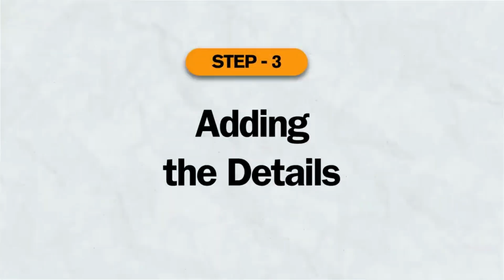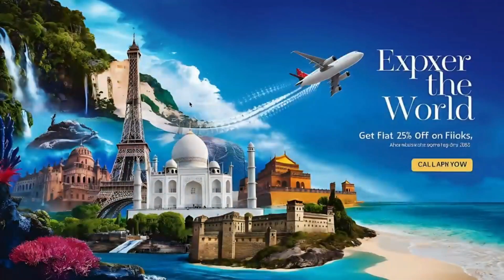Step 3. Adding the details. Now we will do some final adjustments. As the AI has not done a good job with the text, so we will edit it in Photoshop. Also, we will add our logo and some other details if needed.